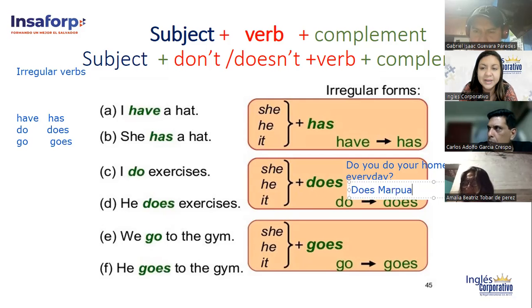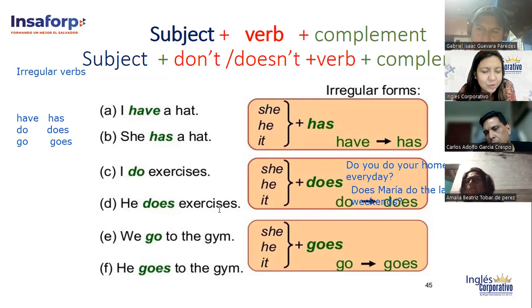Now, for example, does Maria do the laundry on weekends? Okay? In this case, does is the auxiliary verb for questions. Maria is the subject, and do the laundry is the verb. Does Maria do the laundry on weekends? Okay. So I don't know if that answered your question, Gabriel. Yes. The auxiliaries are only for questions. We start questions with do and does only. In negatives, we use don't or doesn't.